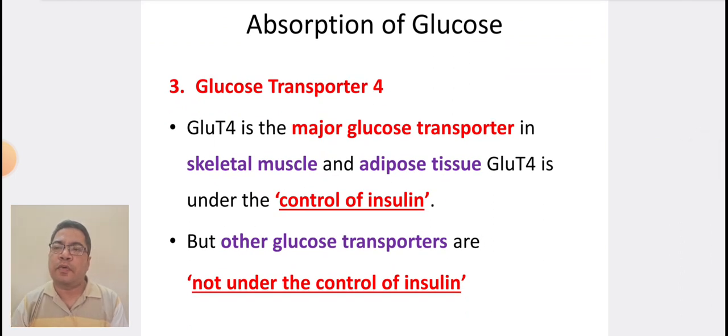Glucose transporter 4. GLUT4 is the major glucose transporter in skeletal muscle and adipose tissue. GLUT4 is under the control of insulin, but no other glucose transporters are under control of insulin.